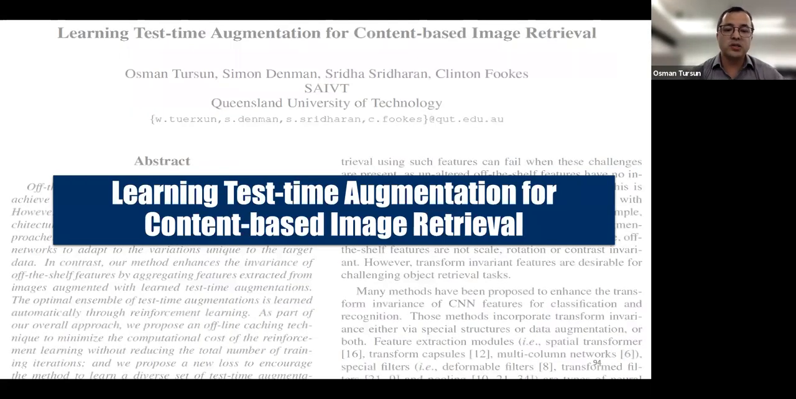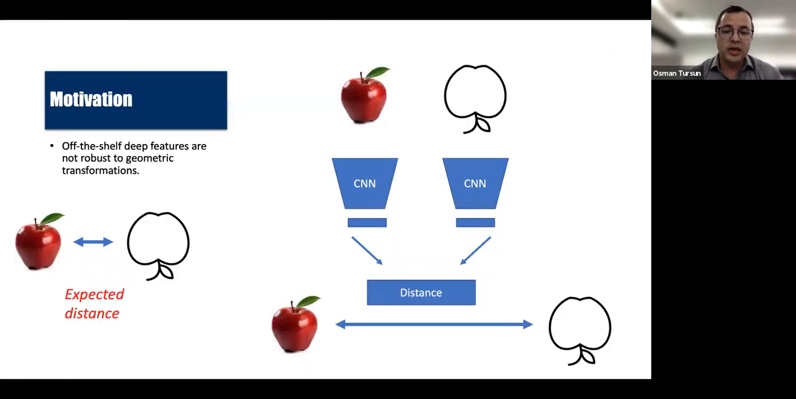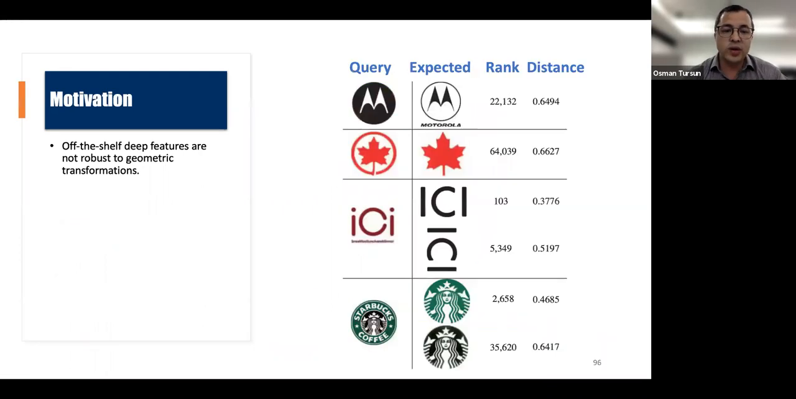Now I will talk about learning test time augmentation for content-based image retrieval. And as I mentioned, these features are not so robust to geometric transformation. For example, in this case, we expect this sketch apple and this red apple should be closer in the embedding space. However, the reality might not be like that. And so we also did another experiment regarding this matter.